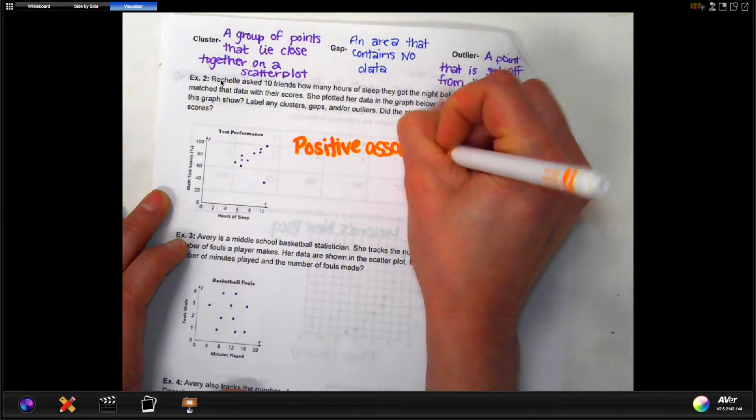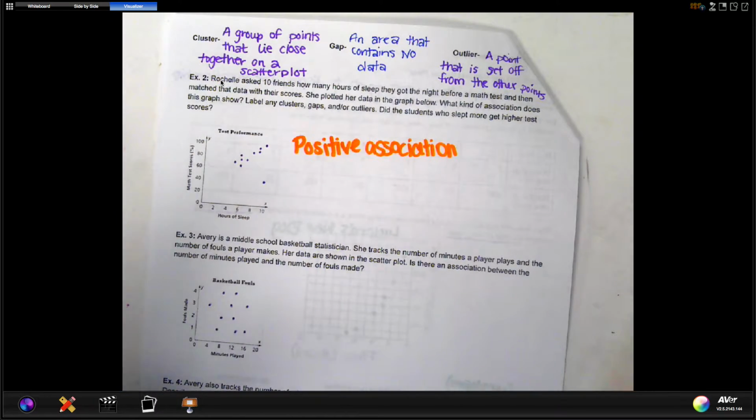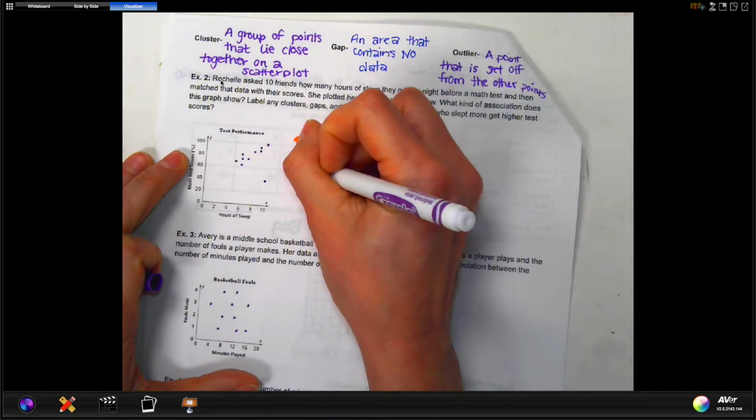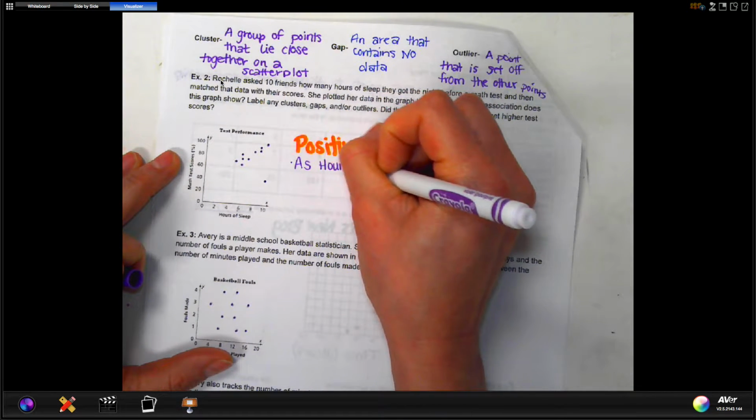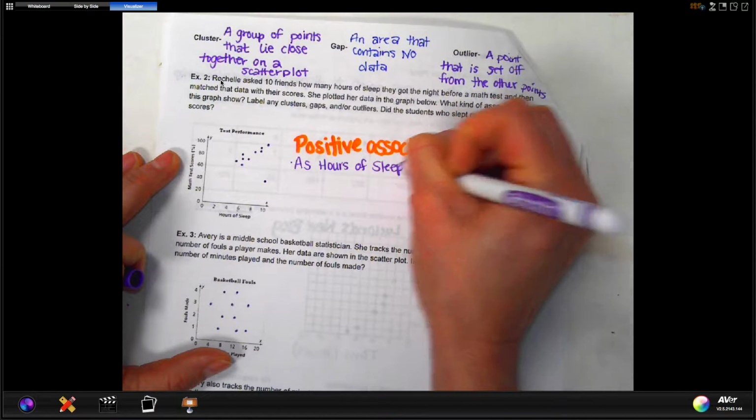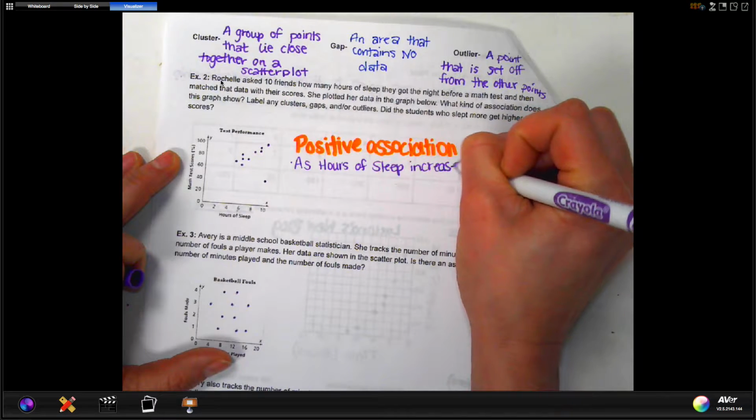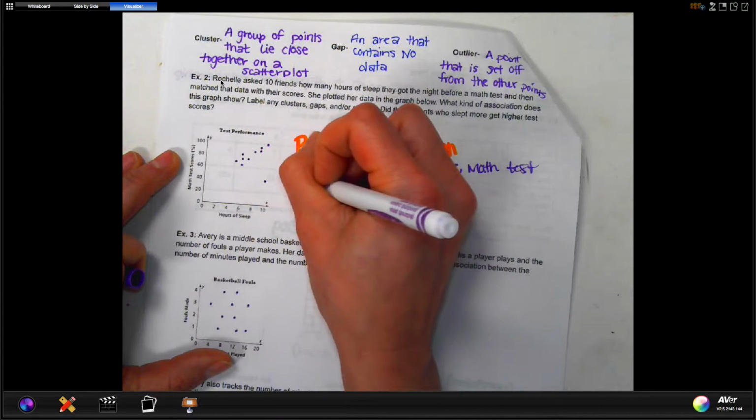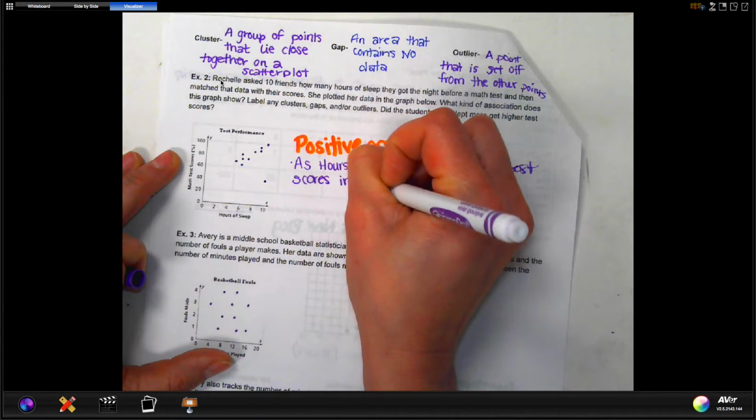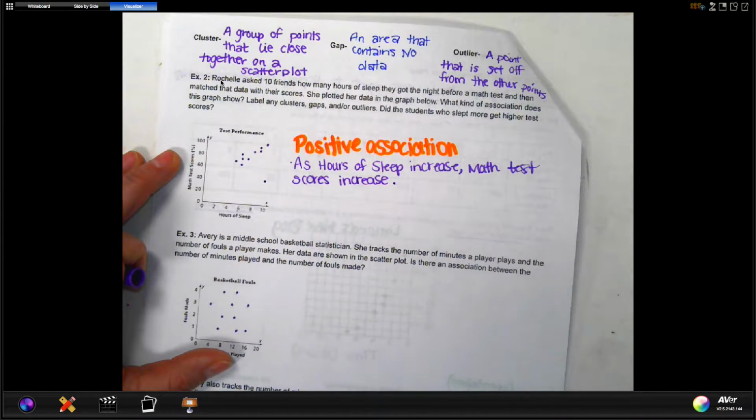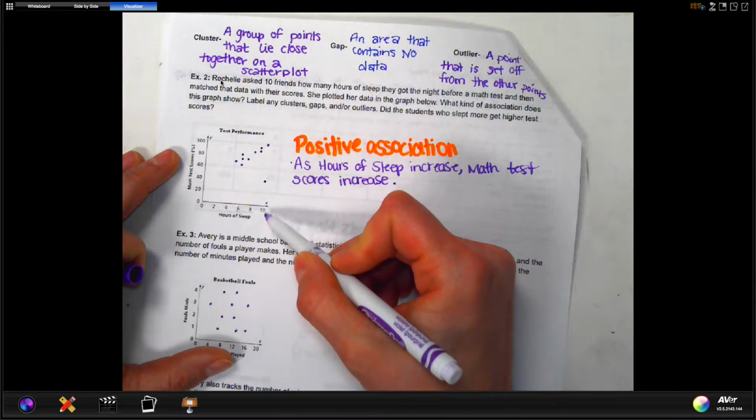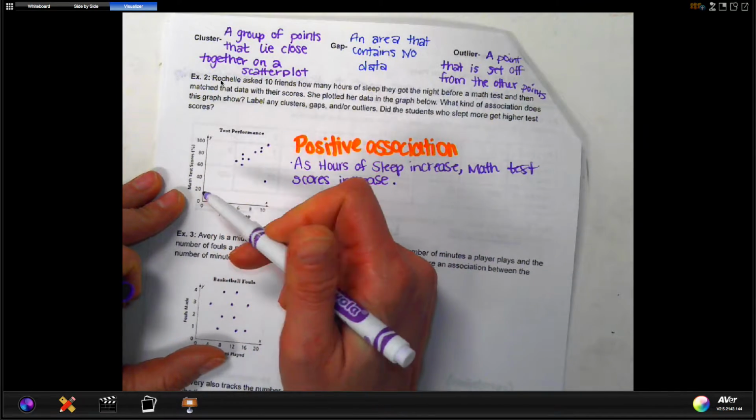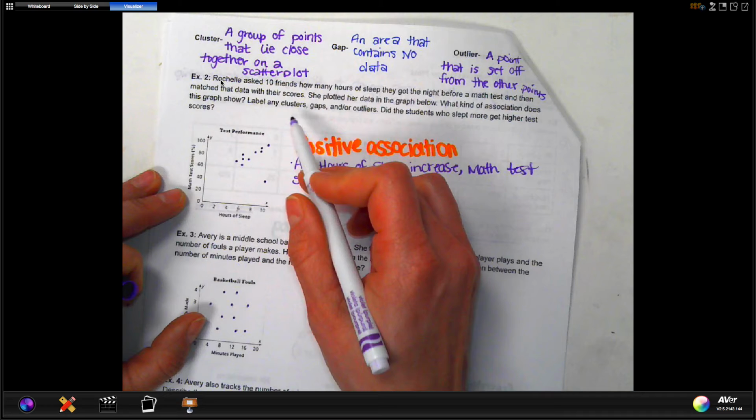What that means is that as hours of sleep go up or increase, the math test scores increase in general. And that's not true for everybody though, right? This one right here, it looks like he slept, or she, 10 hours, but still only scored about a 40%. So the next thing says label any clusters, gaps, and outliers.